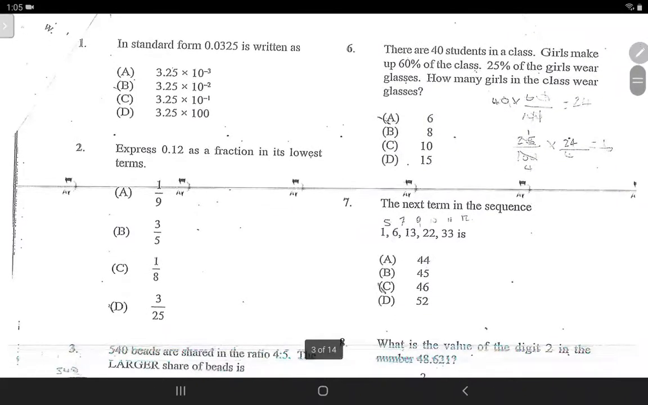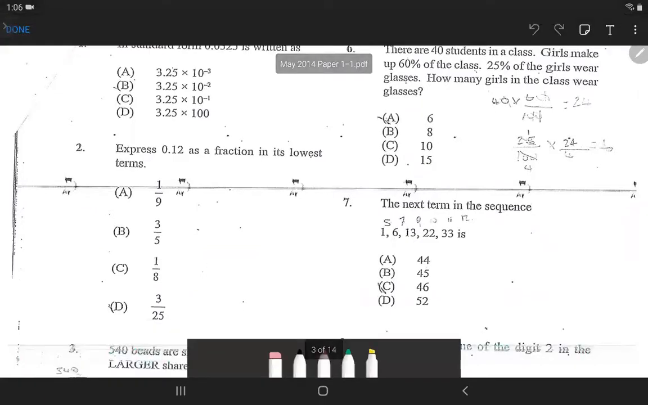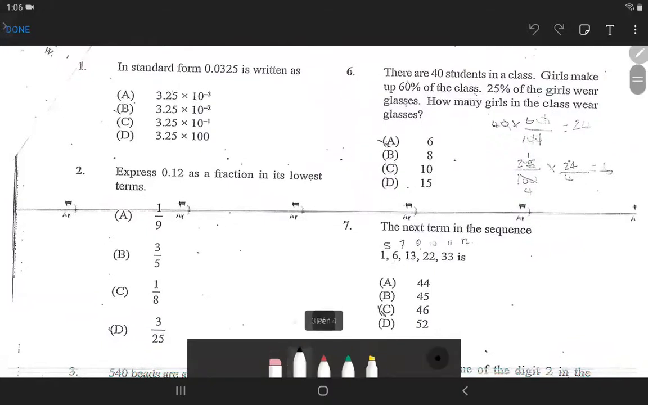So we are asked, in standard form, 0.0325 is written as. Now you need to recall that to put something in standard form, you need one significant figure in front of the decimal point. And since we are moving in this direction, to the right, it will be -2, so that's B.